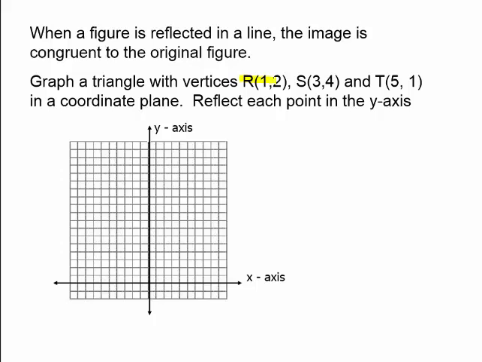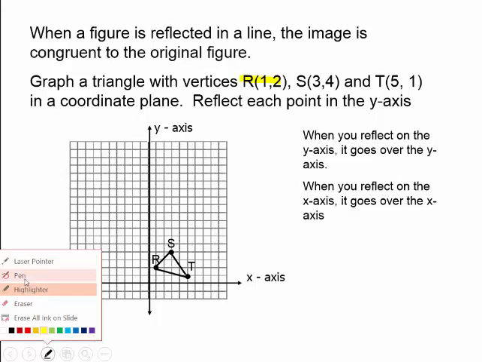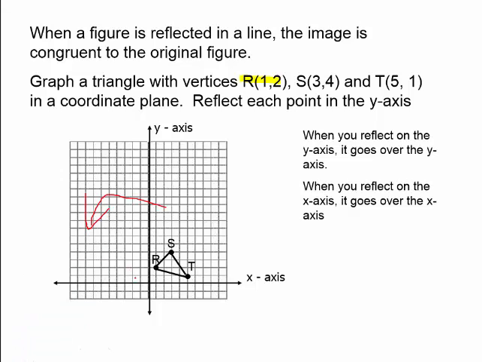So I'm going to graph point R at 1, 2, over 1, up 2. S is at 3, 4, over 3, up 4. And T is at 5, 1, over 5 and up 1. I'm going to connect them to make a triangle. Now, when I want to reflect this on the y-axis, that means it's going over here. And my R is one spot from the y-axis here, so it then becomes one spot there. So that's my new R. And we put this little tick mark there and we call it R prime.